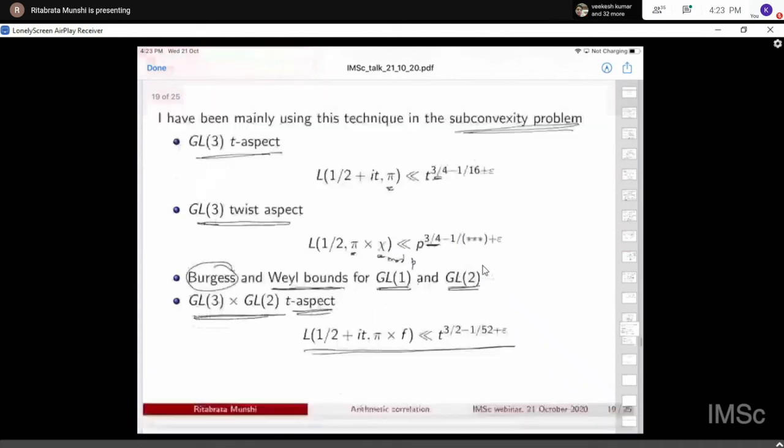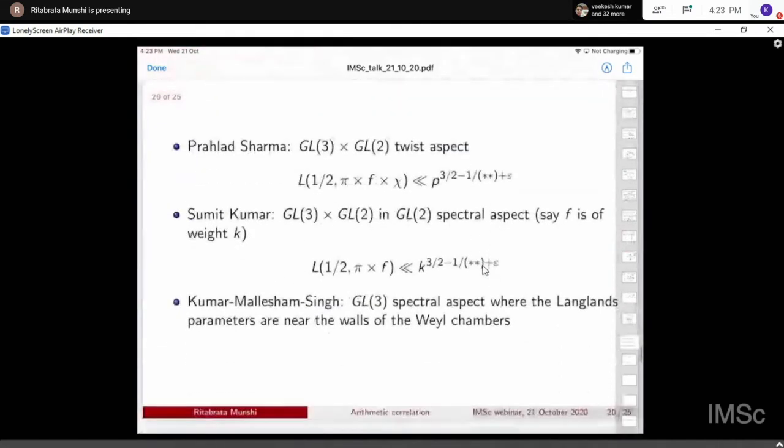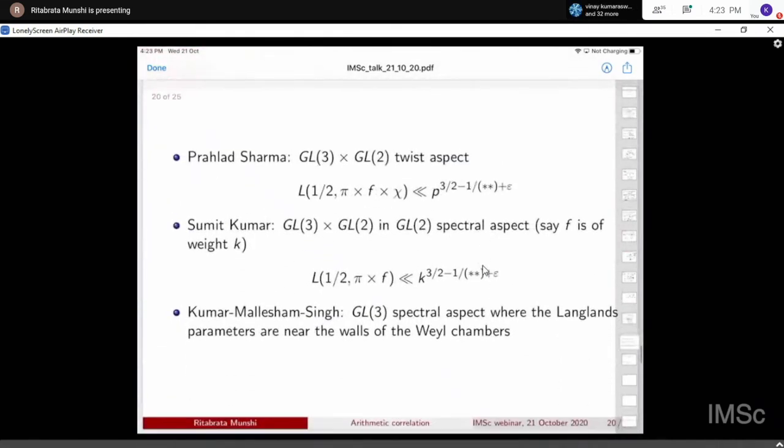Okay, but my students and postdocs are also working on this type of problem, and they're getting beautiful results. First is Sharma. So he looks at GL3 times GL2 in the twist aspect. So he takes a GL3 form and a GL2 form, twisted by a GL1 form. It's again modulo p. This guy is modulo p. The conductor is p to the power 6. So p to the power 3/2 is the trivial bound, and he gets an improvement over that. And I don't remember what improvement he had, but it was a non-trivial improvement.